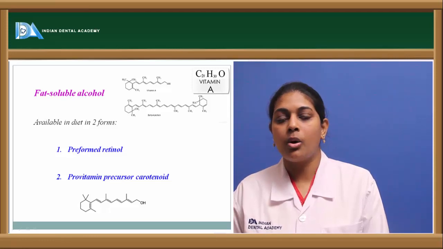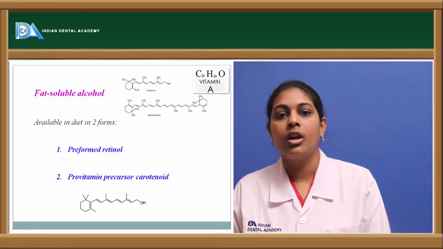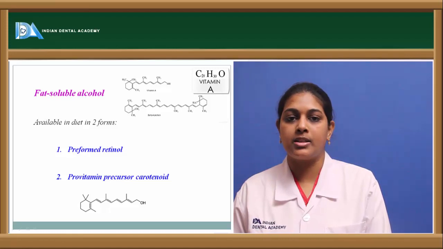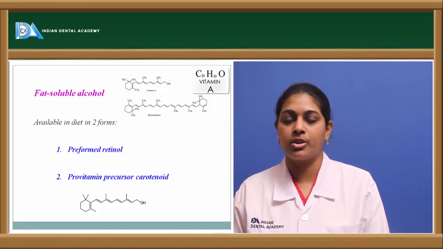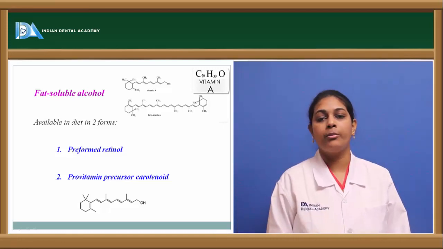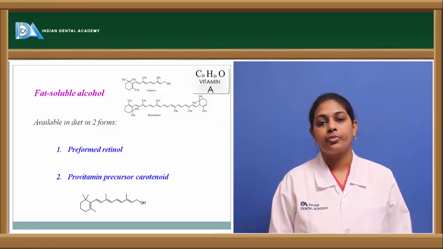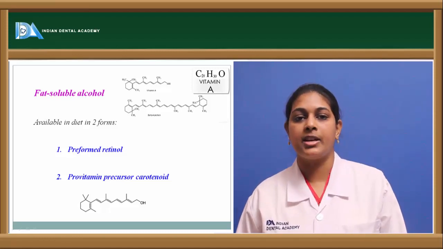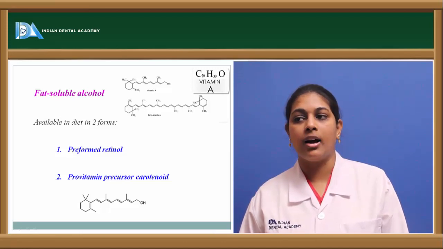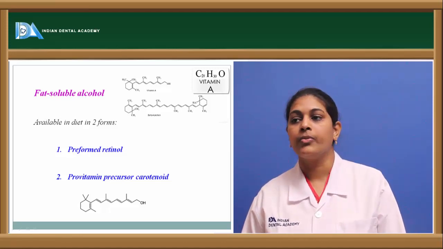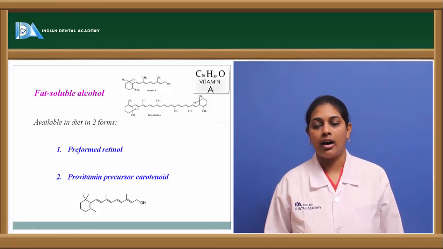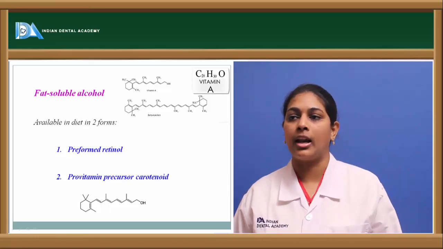So this retinol, once it is formed, starts binding to the circulating protein present in the body, and then this is transported to other structures. Whereas preformed retinol is usually present in other food sources such as egg yolks, fish, liver, and kidneys also. So these are the two forms of vitamin A, which is a fat-soluble alcohol.